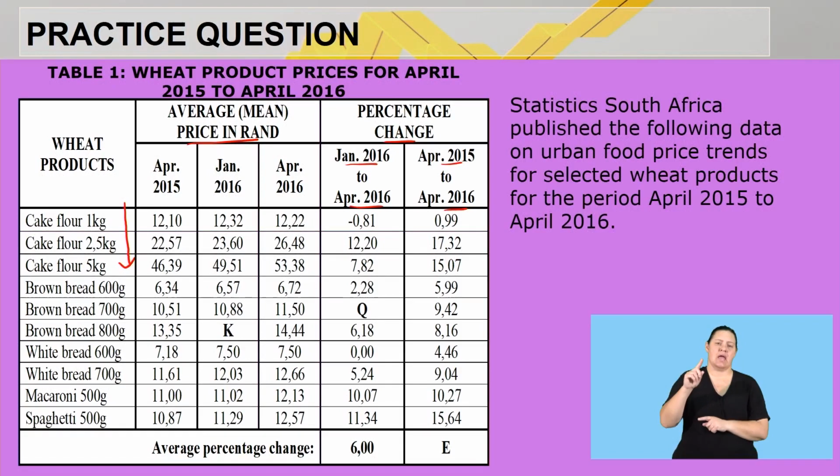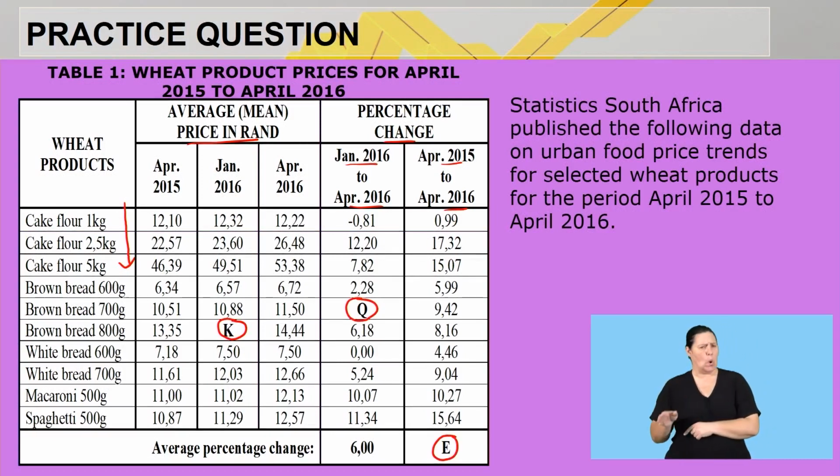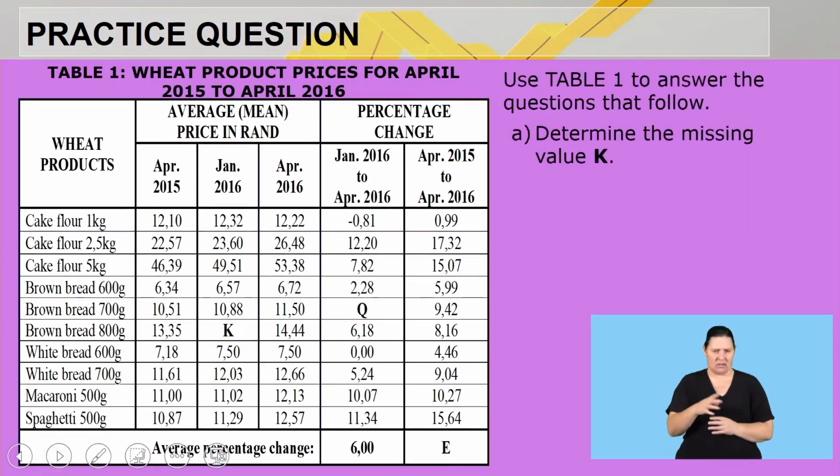What else do I notice when I look at my table? I also see that there are some missing values: K, Q, and E, where E represents the average percentage change. So now we are familiar with our table. Let's look at our first question.